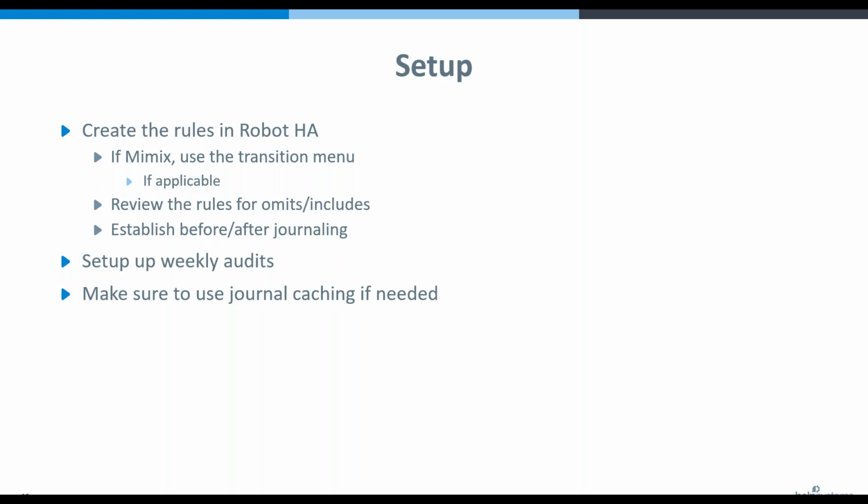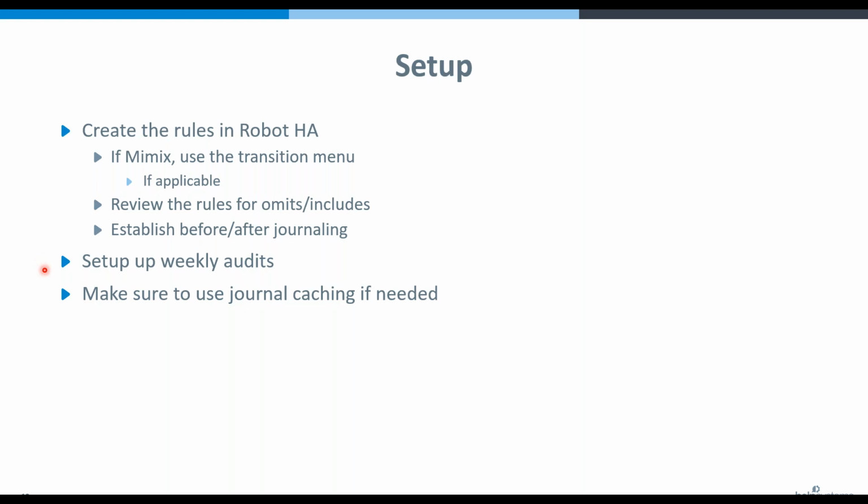Review all the rules for omits and includes and make sure that it's set up right. And then talk about before and after image journaling. So, especially if a customer uses commitment control, they will have both images, the before image and the after images. By default, Robot HA and other tools just require after images.